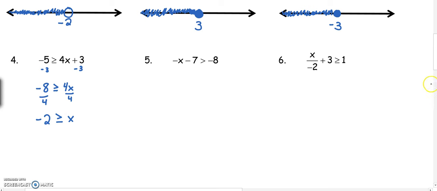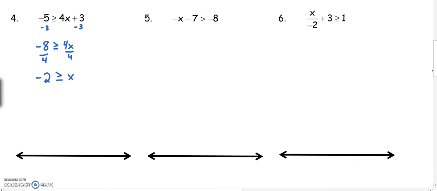Now, I can't graph this yet because x is on the wrong side, so I need to switch everything. So now x is less than or equal to negative 2. So I have negative 2 with a closed circle, and I shade to the left.